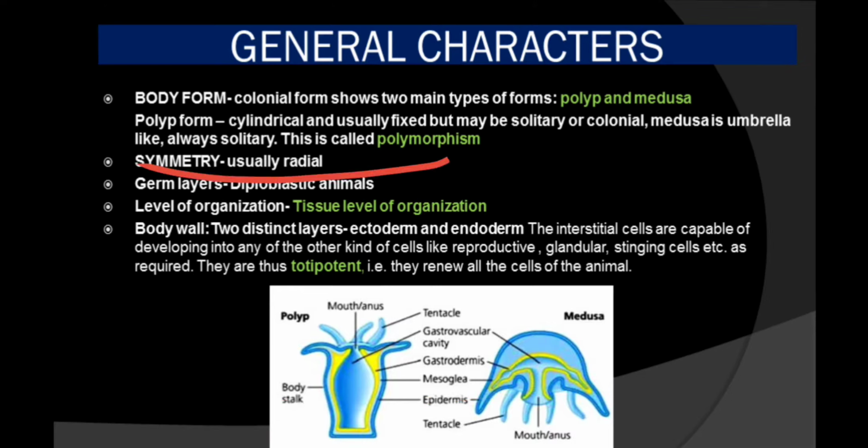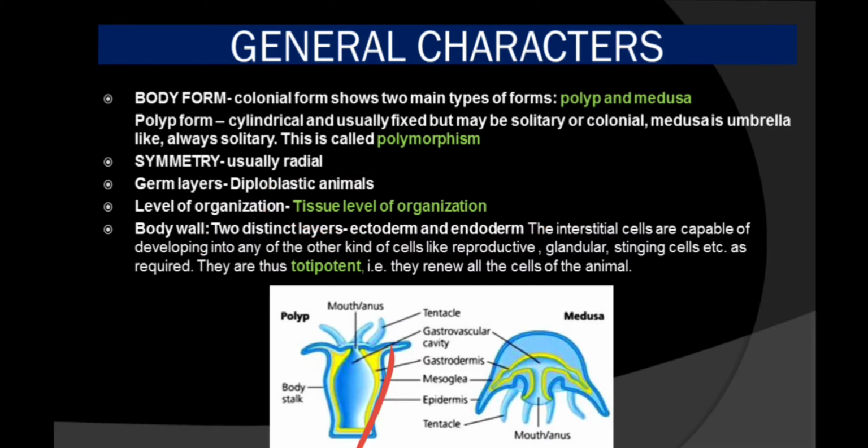Now, symmetry is usually radial. Germ layers are two, so these are diploblastic animals. The outermost layer is the ectoderm and the innermost is the endoderm. The outermost layer is also known as epidermis, and the inner one is known as gastrodermis. They have a tissue level of organization.